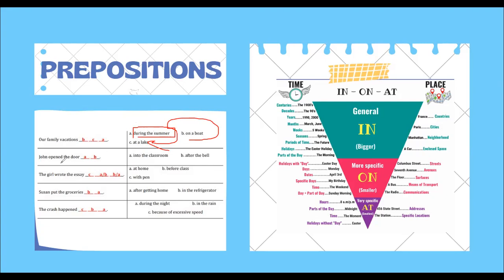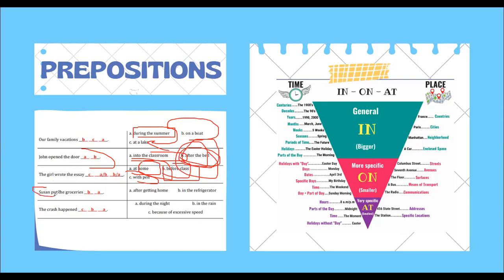So let's look at the other example. John opened the door into the classroom after the bell. There is again a time, after the bell. And let's look at the other example. The girl wrote the essay with a pen before class at home. That can be changed. If you want to say first at home, you can, and if you want to say before class, you can say it too. But actually, we are saying it like that: the girl wrote the essay with a pen at home before class.